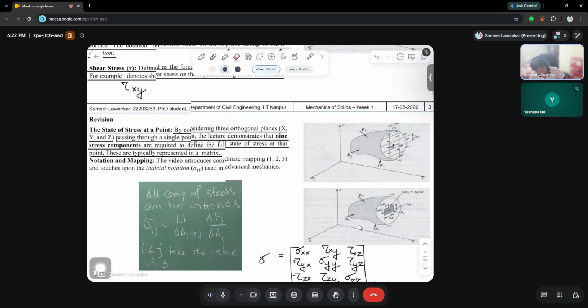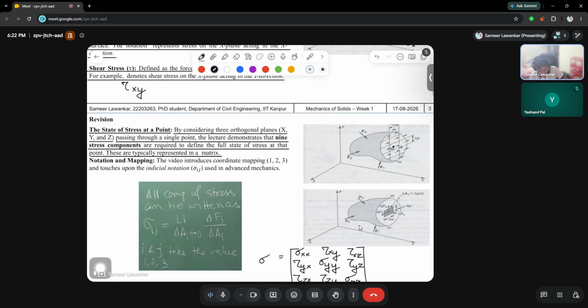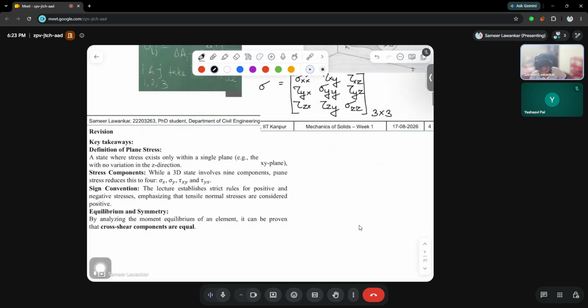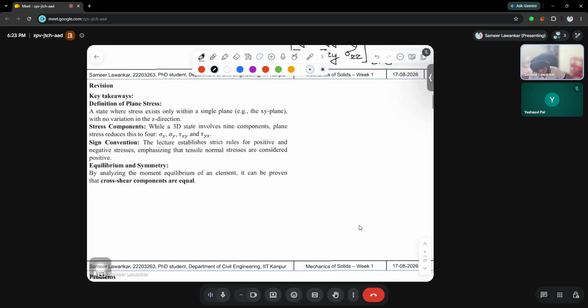Okay, fine. Let's move forward. Notation and mapping. So we understood that we can use the sigma ij form, or, since we know that sigma xx is along the x direction, to reduce time and avoid writing xx again and again, we can simply use sigma x. For sigma yy we can directly use sigma y, and for sigma zz we can directly use sigma z. Okay, fine. So that was regarding this, and finally I think this is the last thing.